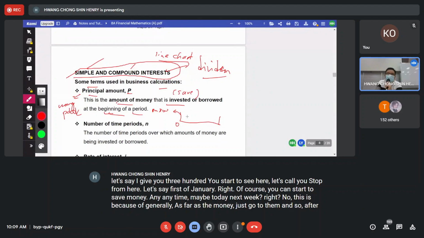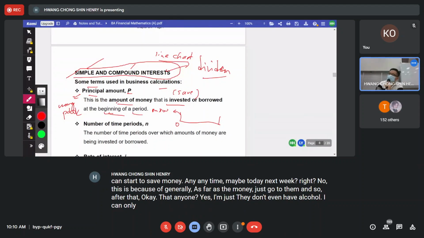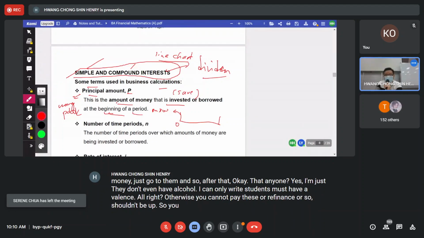So after that, how many of you haven't saved money before, or gone to the bank? Anyone? Yes, there are some. You just follow your parents. They don't even have a bank account. But that cannot be, right? Students must have a bank account, otherwise you cannot pay fees or get refunds and so on. So most of you have the basic knowledge.